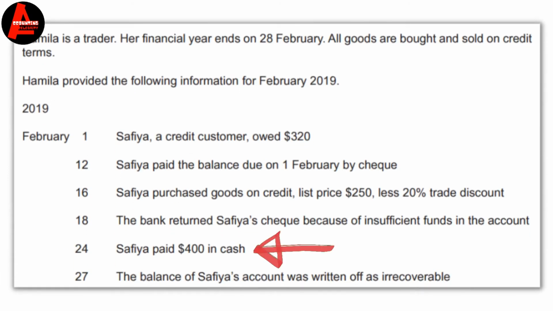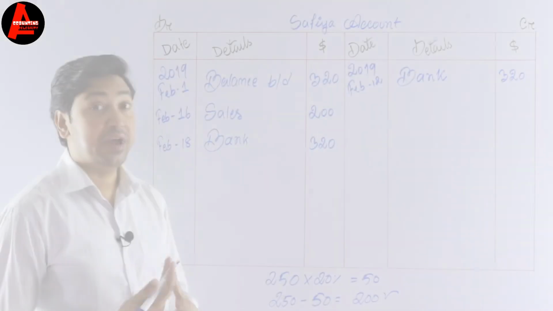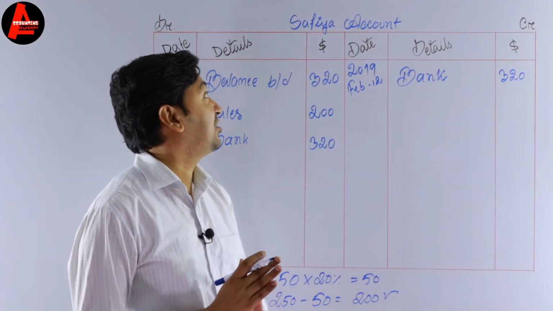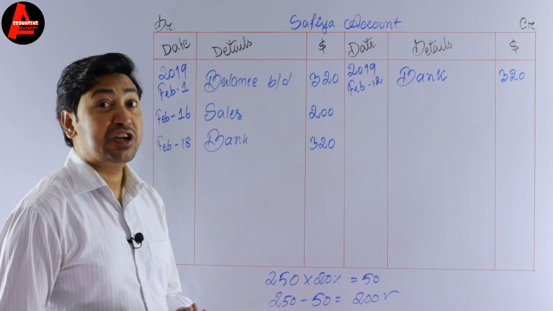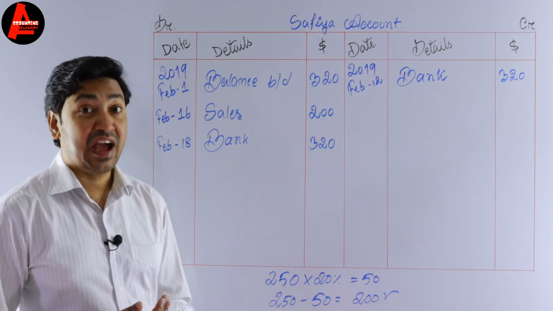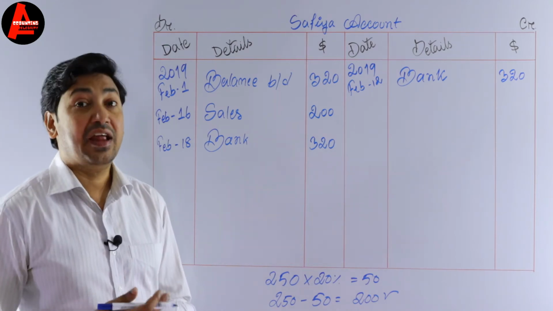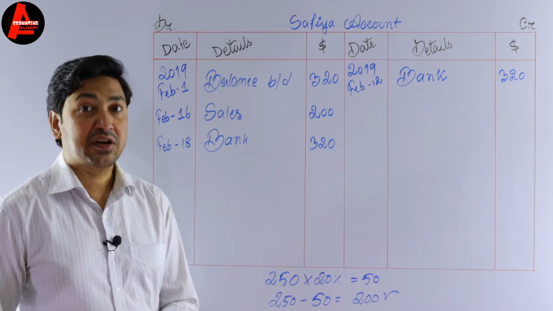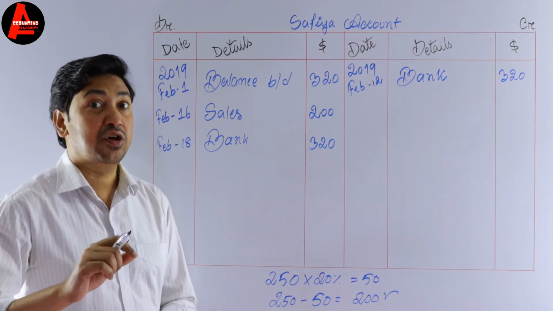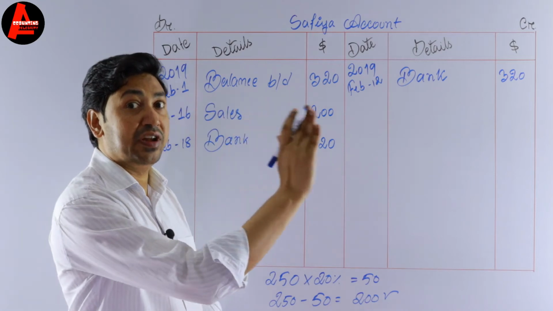February 24, Shafia paid $400 in cash. Okay, now Shafia paid $400 in cash, not check, because check was dishonoured before. Okay, so what is the double entry here? Hamila received cash, so cash is debited, and Shafia is a giver, Shafia is credited. Yeah, so we are doing Shafia's account, Shafia is credited, so we will record on the credit side.